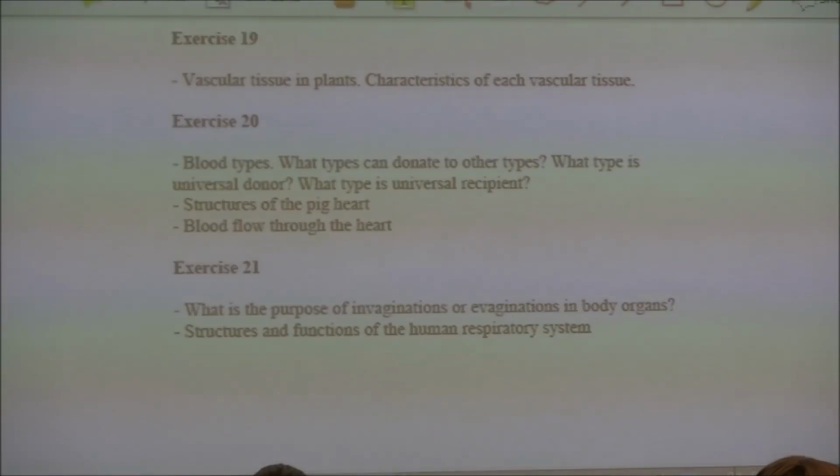Okay, tell me about the phloem. It's living. Transports glucose downwards. And what does it look like? It's smaller and typically has a colored center to it. Okay? So your phloem is living, transports glucose downwards, and is smaller and typically has a colored center to it.